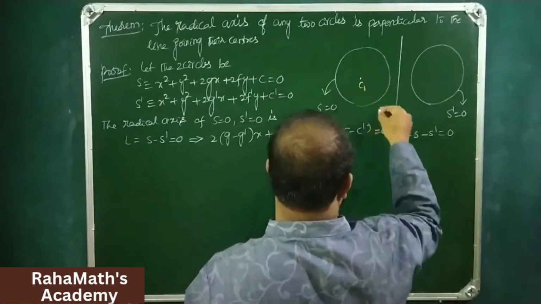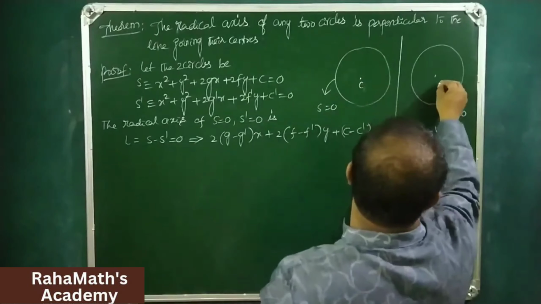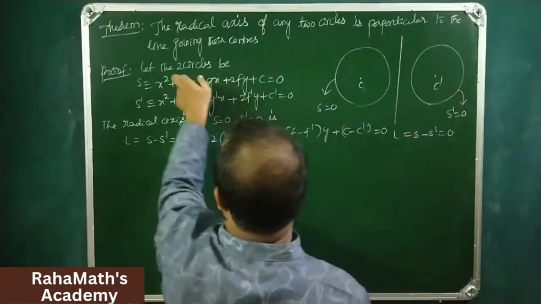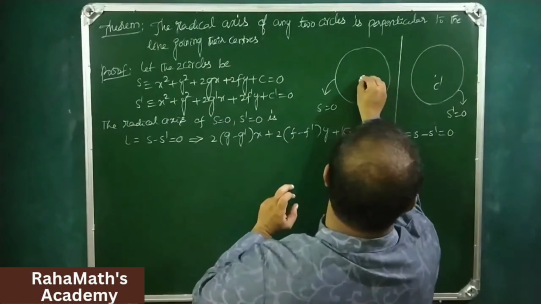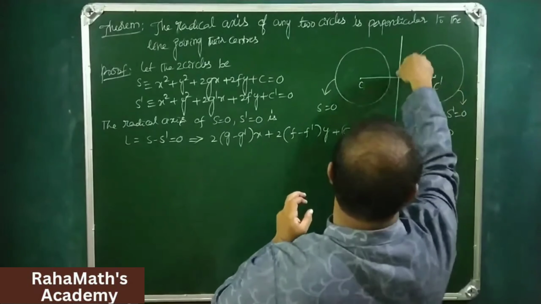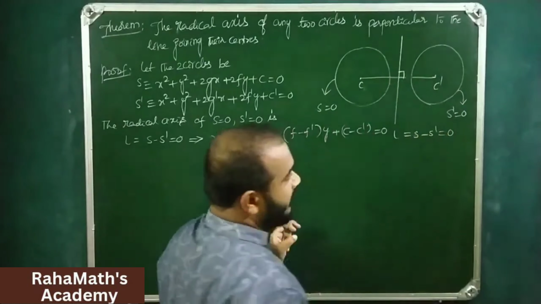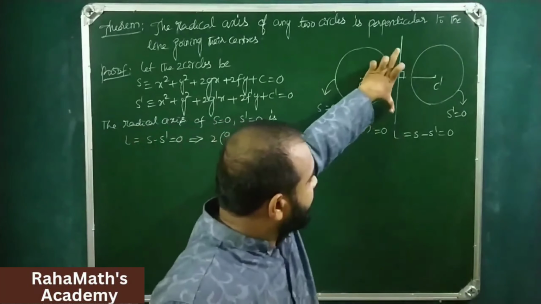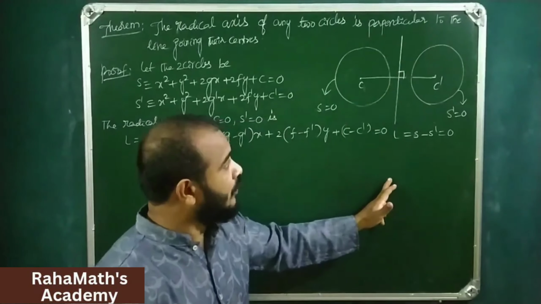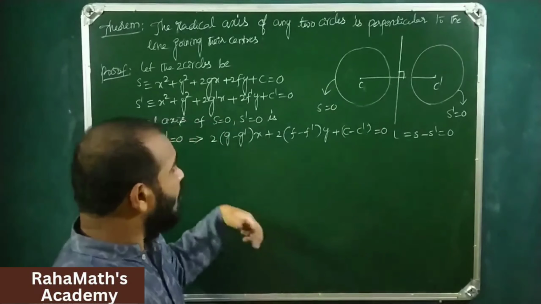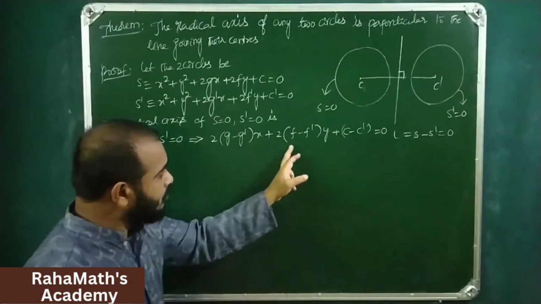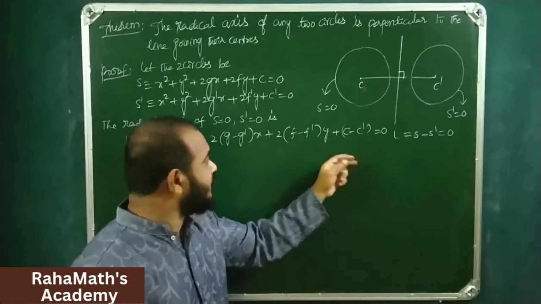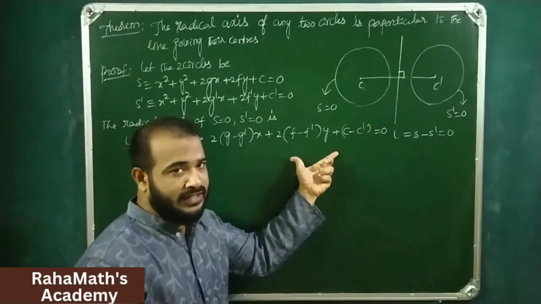So let us take that c and c dash. The radical axis is perpendicular to the line joining their centers. So the line joining the centers is this. This is what we need to prove: the radical axis is perpendicular to it. To prove this, with the radical axis I get here, let us find its slope. What is the slope of the line ax plus by plus c equals to 0? Minus a by b, minus coefficient of x by coefficient of y.